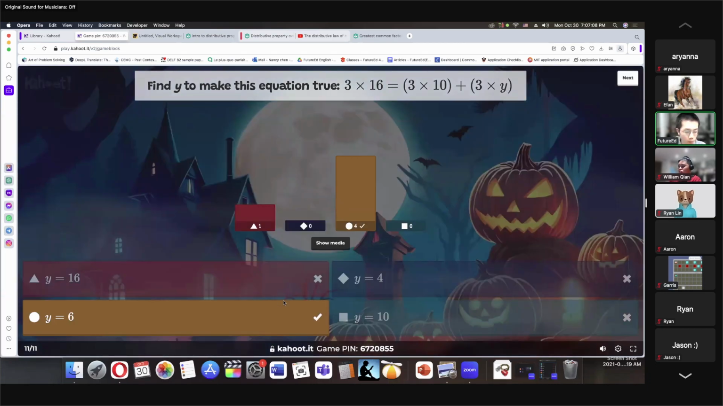Okay, so most people did get it right. It is 6. 16 is not the answer, because if you just do 3 times 10 plus 3 times 16, it's obviously going to be bigger than 3 times 16 itself. So the correct answer is 6. We know that 10 plus 6 is 16. So 6 is the correct answer.